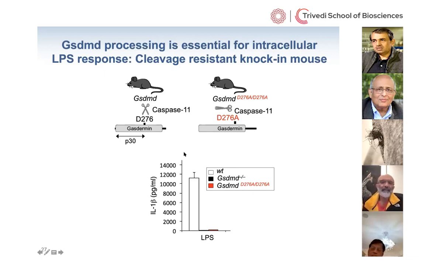If you look at mice challenged with LPS and you look at IL-1 beta generation, wild type mice make a lot of IL-1 beta. Gasdermin D null mice don't. But this cleavage mutant, the Gasdermin D is there, but it can't be cleaved. That also doesn't make IL-1 beta. So how is this working? Why do you have to cleave Gasdermin D to respond to LPS, as evidenced by the generation of IL-1 beta? Why do you have to cleave it?